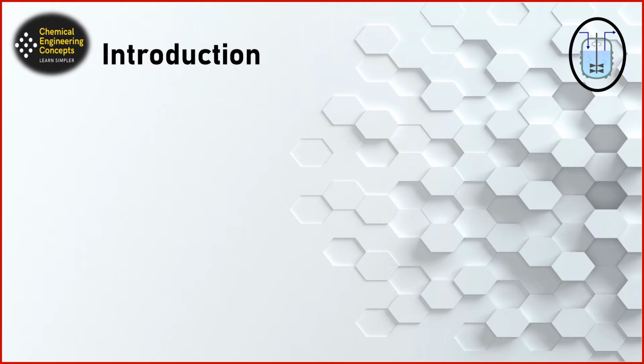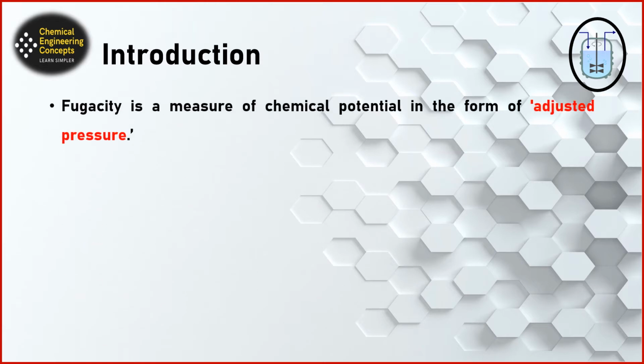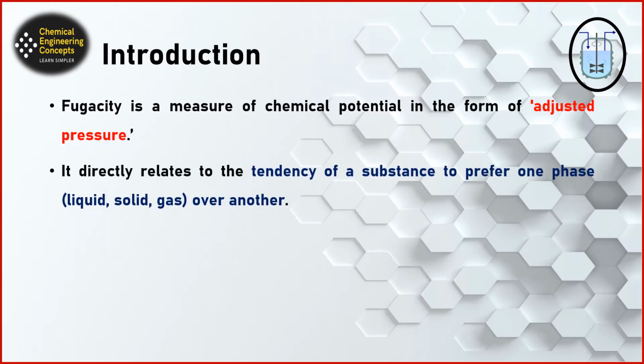So guys, let's introduce first the topic. What do you mean by fugacity? So fugacity is simply the measure of the chemical potential in terms of adjusted pressure. So it's the adjusted pressure for the real solutions, or I should say real gases, right? And we are going to learn it in the most simple terms, right?